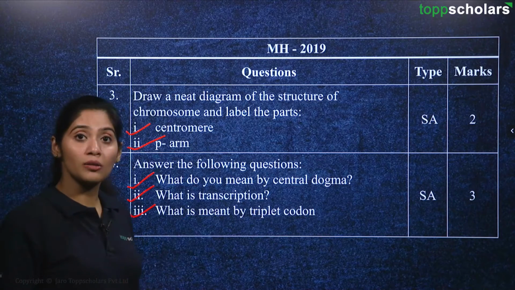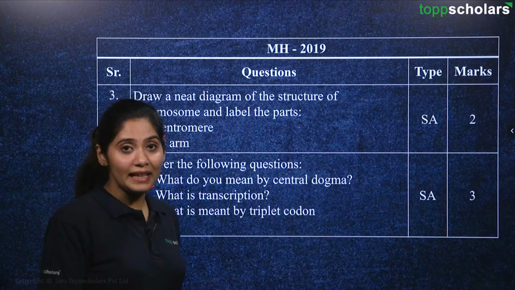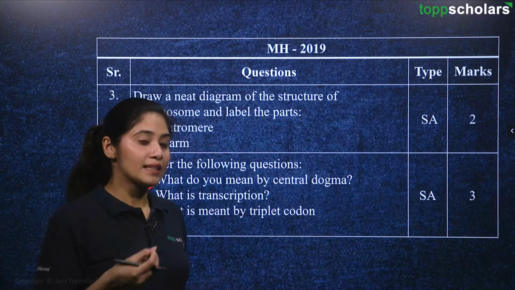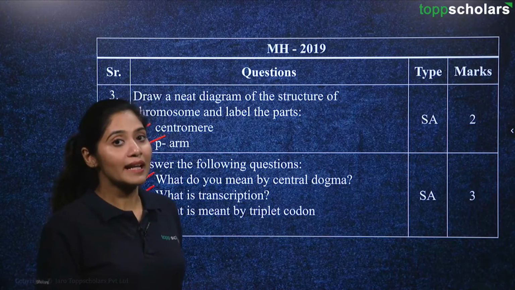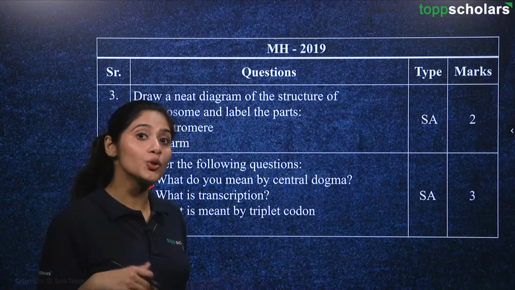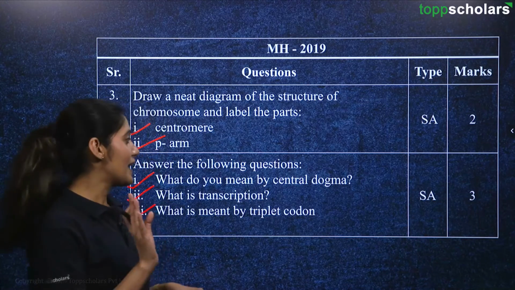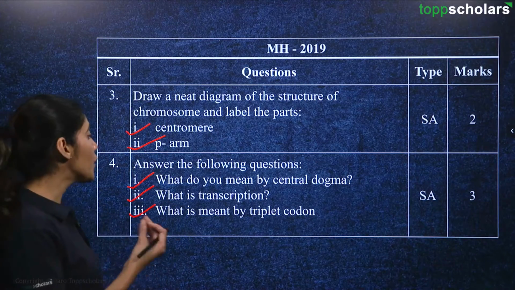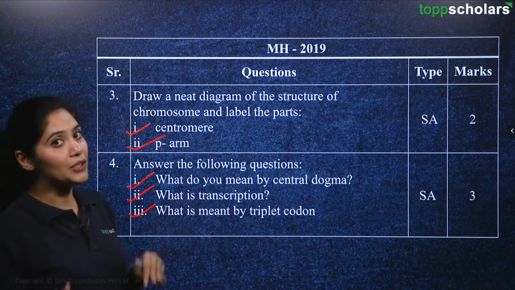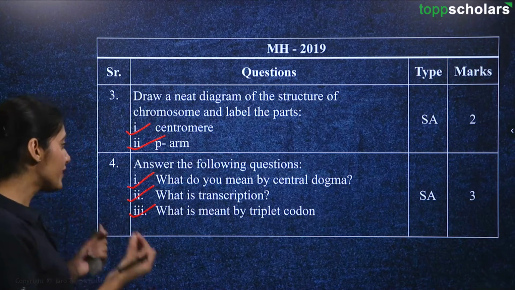So the central dogma, which is our DNA replicates into another DNA copies, then DNA is transcribed into mRNA, mRNA is translated into protein, right? So that is our central dogma. And what is transcription? We just answered, that is from DNA to mRNA, that is our transcription.